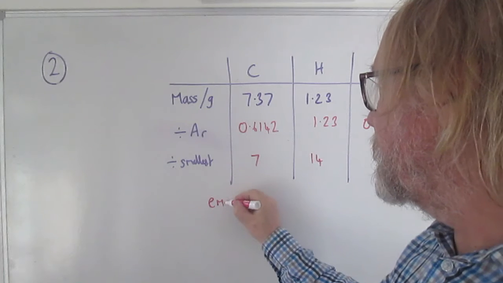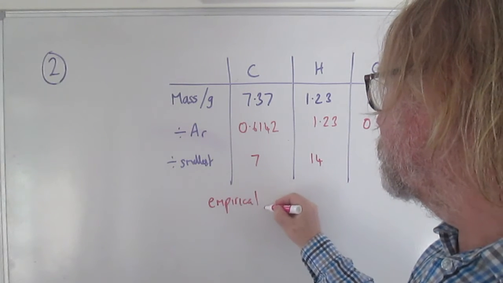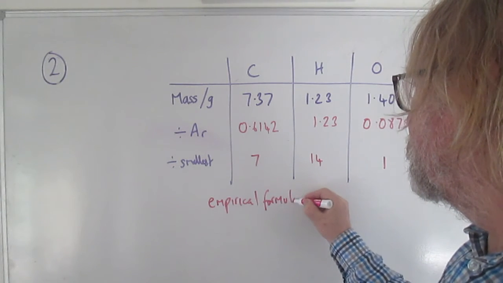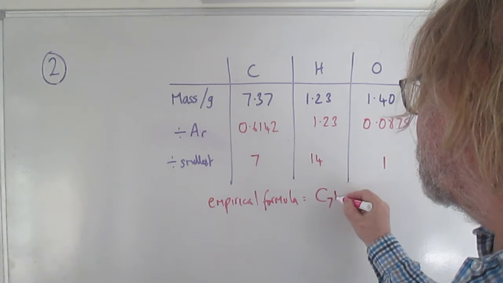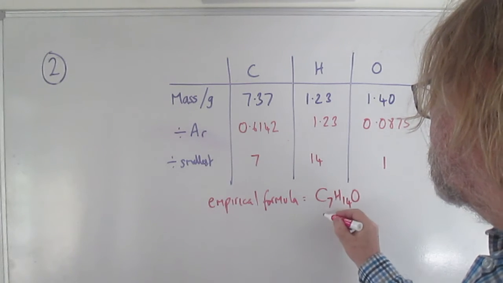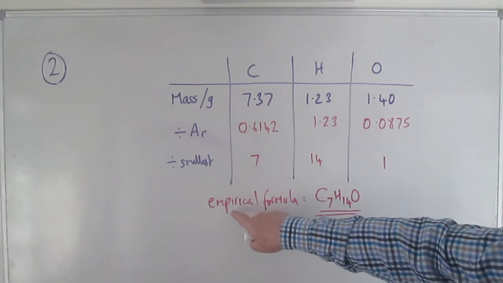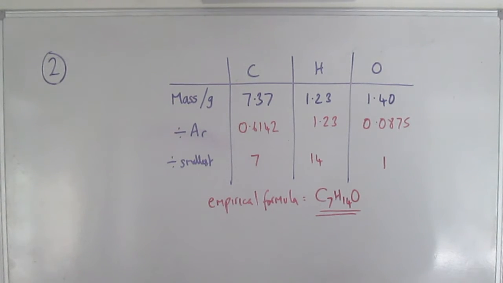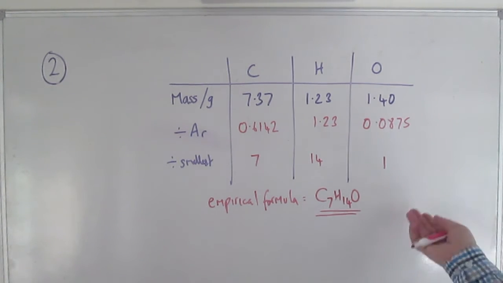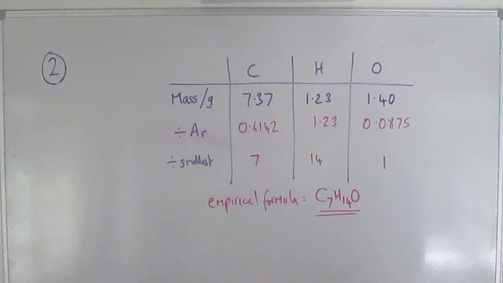So you can then write down the empirical formula is C7H14O. Okay, it's important you actually write that down, not just leave those numbers there. And it's also important that you make it clear that this is the empirical formula, not necessarily the molecular formula, because the molecular formula could be any multiple of that. So, you know, it could be C21H42O3 or whatever, like that. So that's the empirical formula.